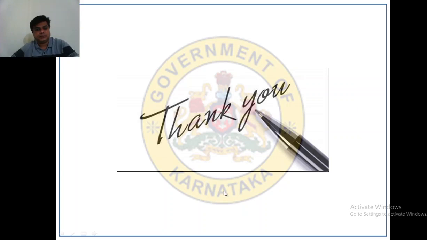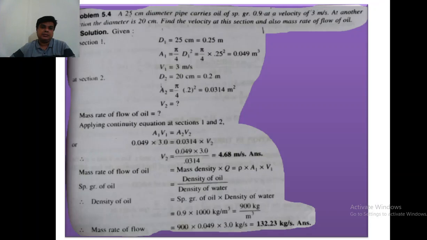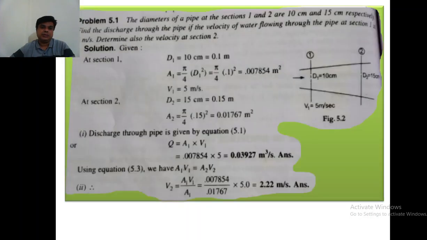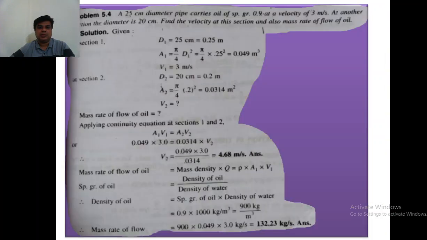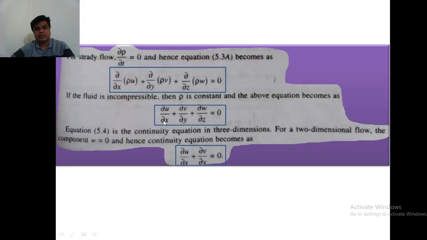So we'll stop this session here. In this session you have seen basically the continuity equation in 2 dimensions and 3 dimensions. So how to use the 2 dimension continuity equation, and the 3 dimension continuity equation. So how to derive this and remember this equation. So this is the continuity equation in 3 dimensions. So velocity vectors will be given, and you have to calculate the velocity and acceleration.